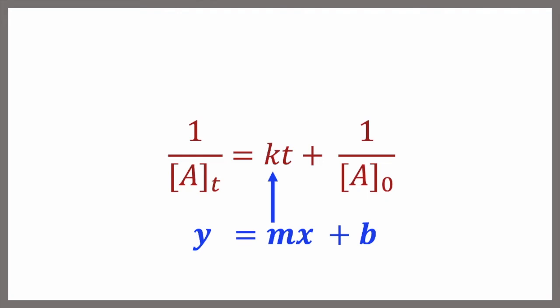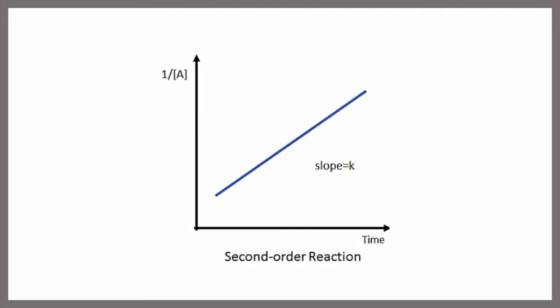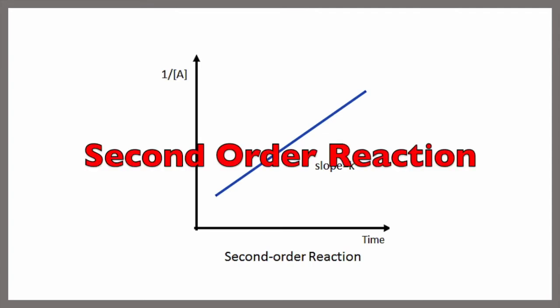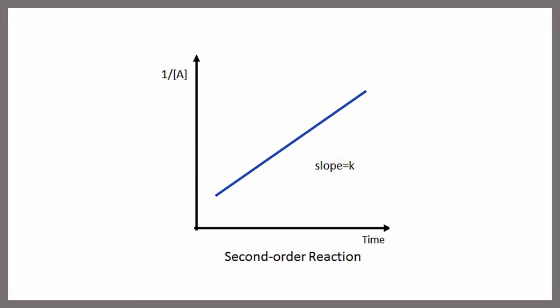Now, if we plot the reciprocal of the concentration of A versus time, we're going to get a straight line with a positive slope. And this is classic for a second order reaction. Memorize this pattern since you may be asked to identify it on the AP exam. Let's look at an example problem.